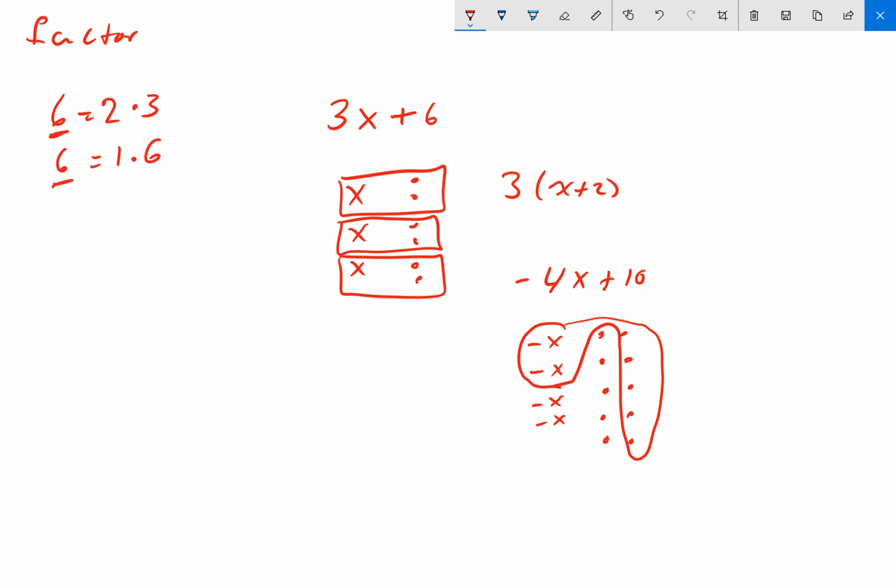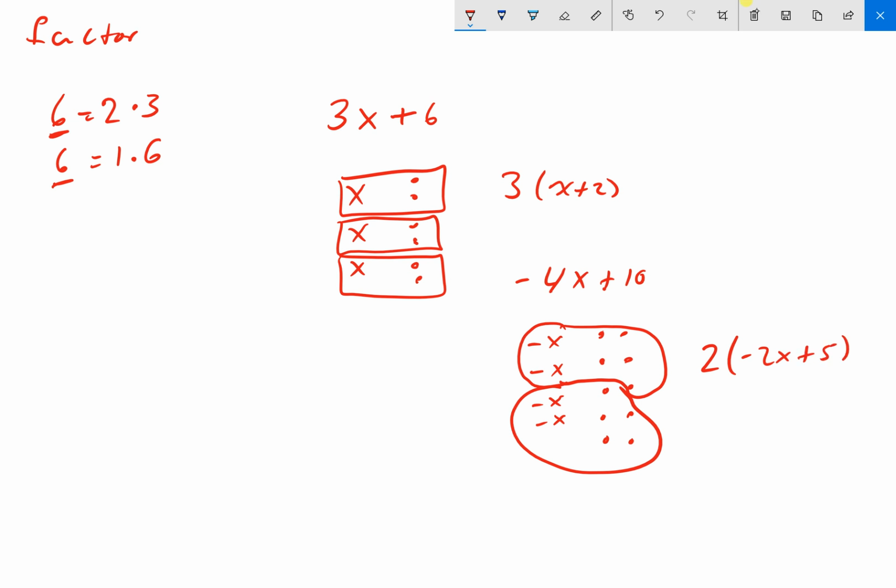Let's see if I can do this. There's one group. And here's another group. And you'll notice that I have 2 groups, and each group is worth a negative 2x and a positive 5. 1x, 2x, 1, 2, 3, 4, 5.